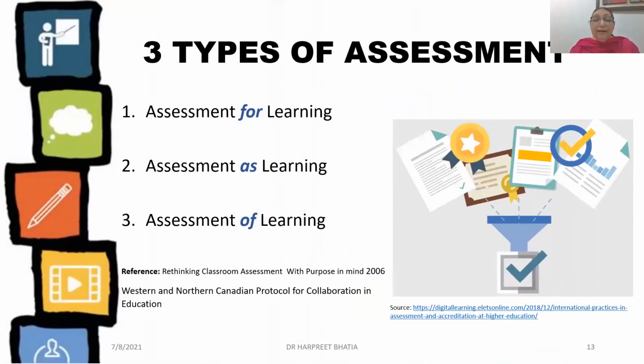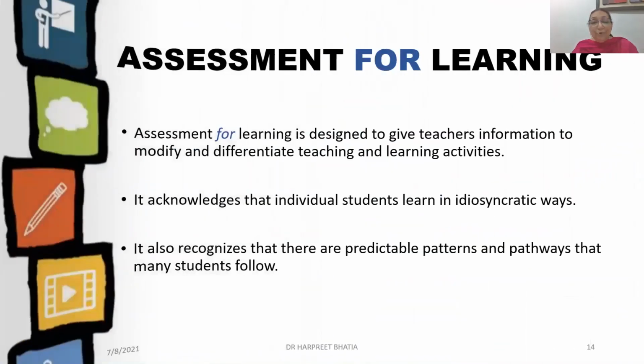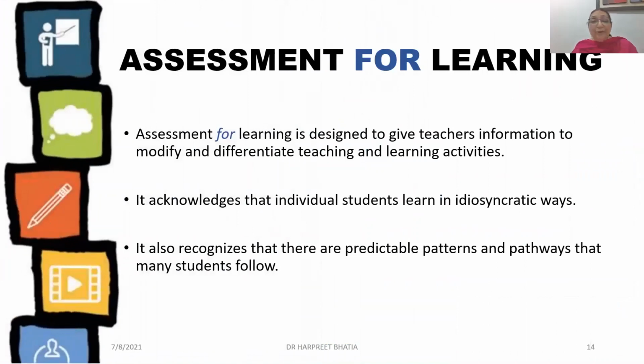So there are basically, if we look at the assessment, there are three types of assessments. There is assessment for learning, assessment as learning, and assessment of learning. So what do these three aspects mean? So when we talk of assessment for learning, it is that the information that we get as teachers, that whether we are able to impart the information in a way that the student is able to understand.